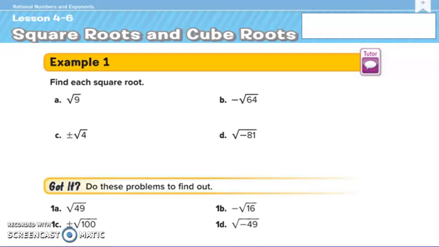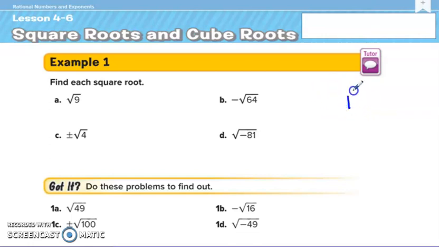So let's talk about one thing first. Let's talk about and list some perfect squares. You could write this on the side of your lesson here, or you could even add it later on to that bookmark we were talking about in your book for a quick reference.